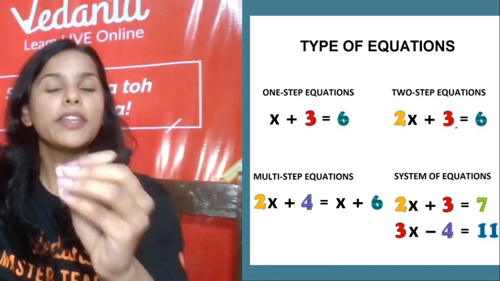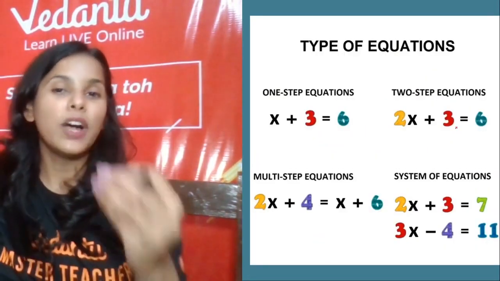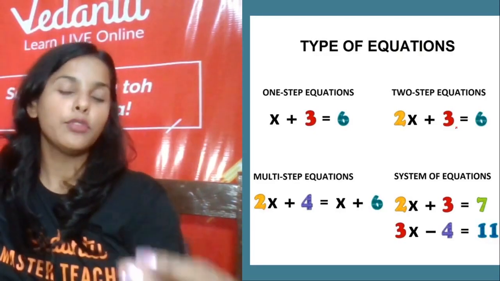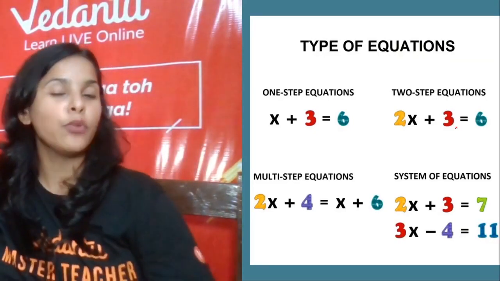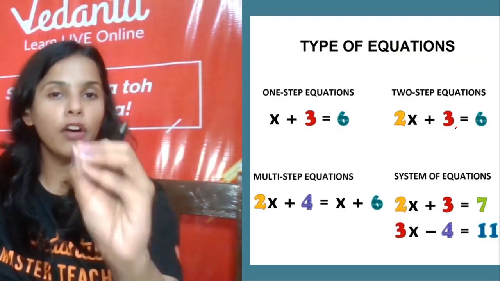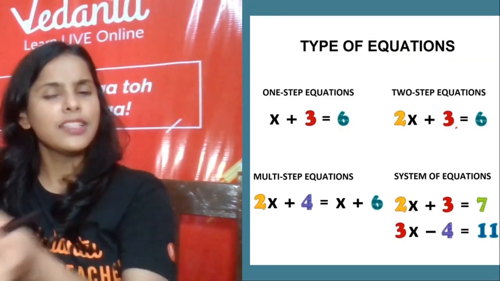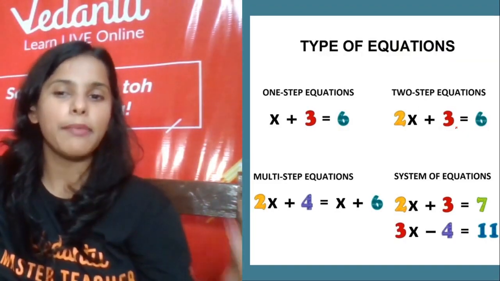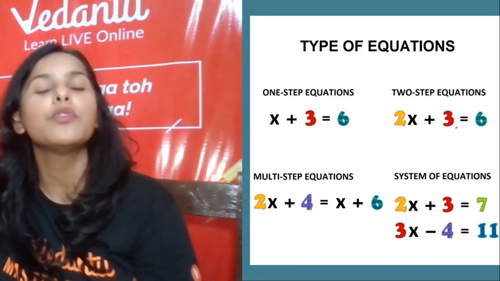Okay, now how many types of equation do we have? One step equation, where you have to go just one step in order to solve the equation and find the value of the variable. We then have two-step equation, then multi-step and systems of equations, where two equations are there to solve the variables.